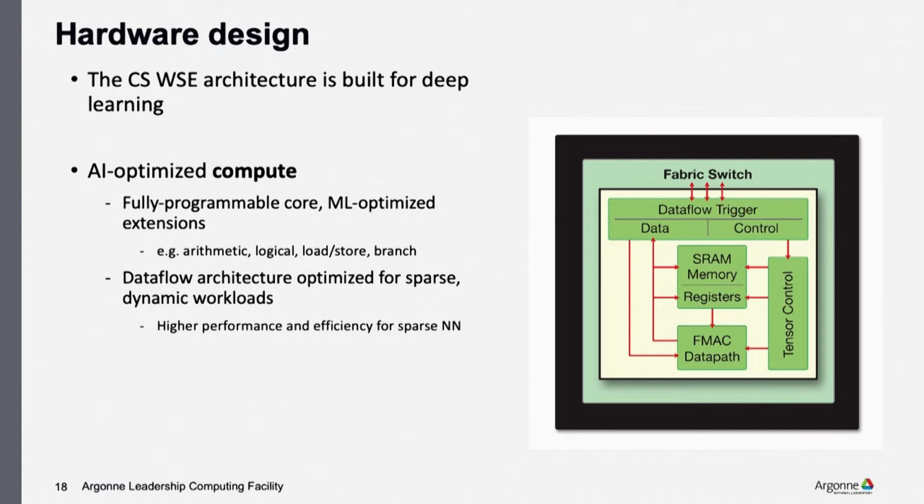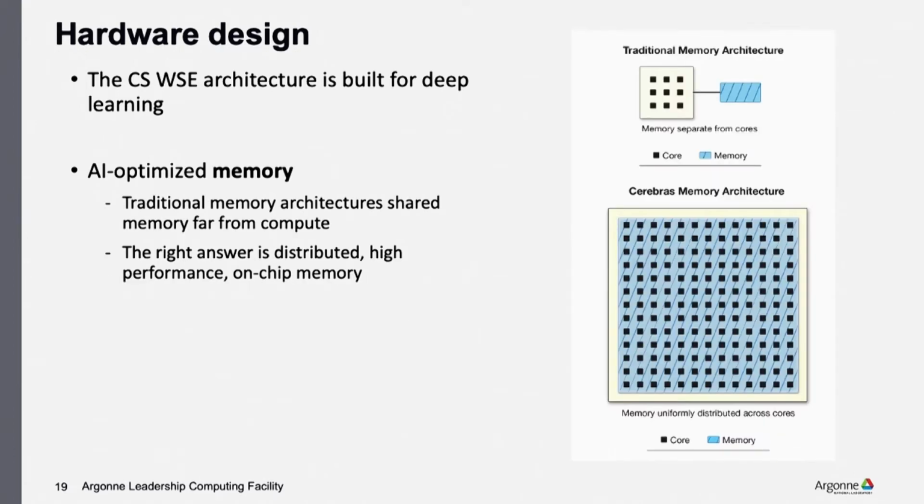You have some on-chip memory in the core, and also a different data flow in this core to control how the data workflows from the inside. For the memory, they have a different approach to improve the memory access in the chip. The traditional memory architecture shares the memory from the computer from very far away.